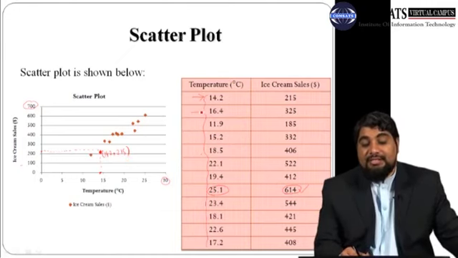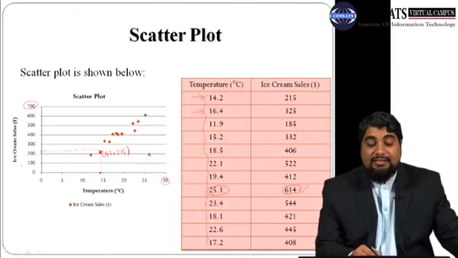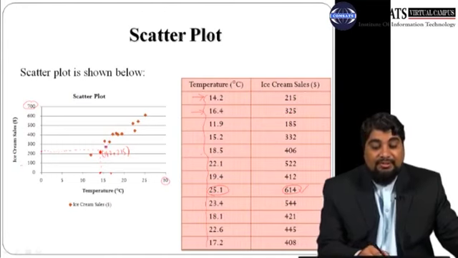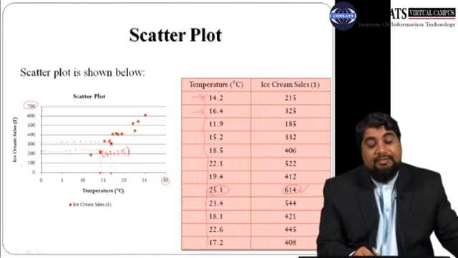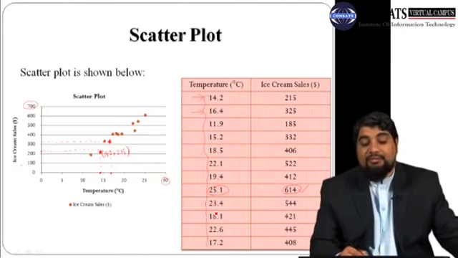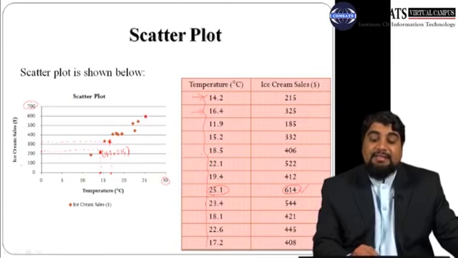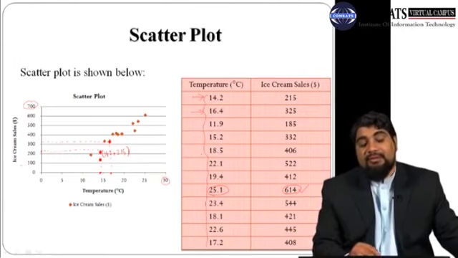Similarly, 16.4 along the x-axis will be somewhere here, and along the y-axis we have 325. So 325 is around here. Join these two points. So this is the dot. Similarly, following this procedure, you can trace this graph. All these dots have been drawn this way. So this is how we can construct a scatter plot.